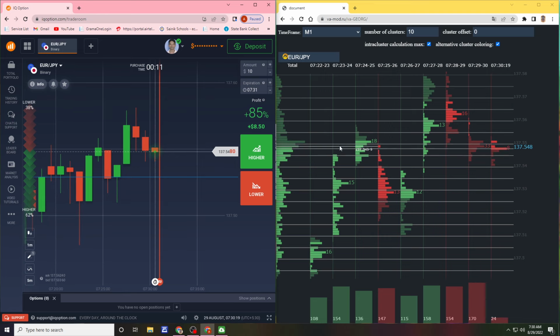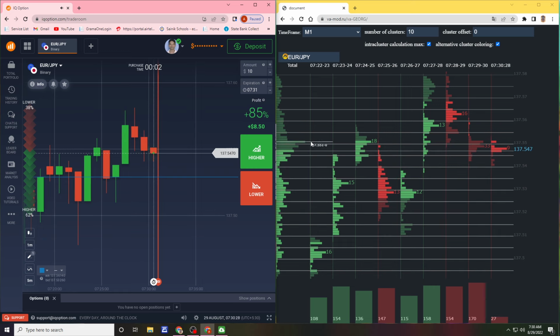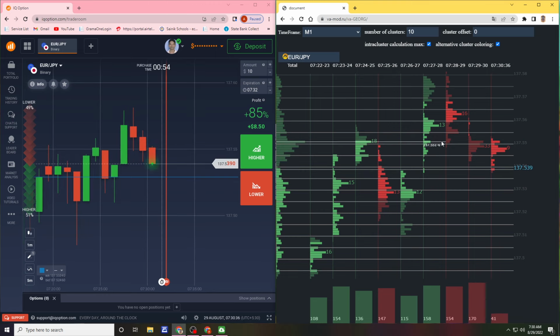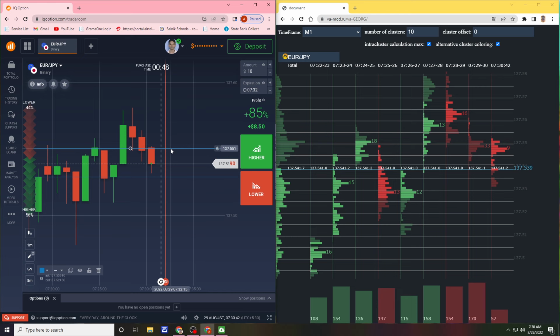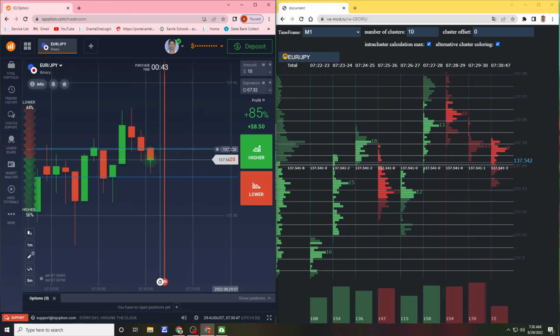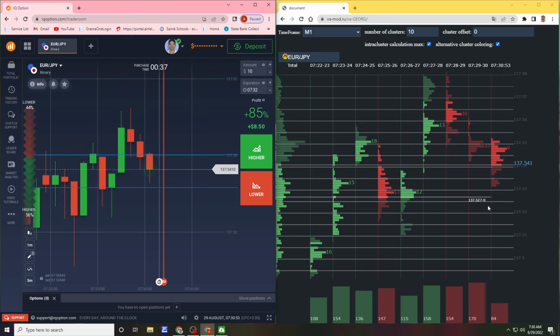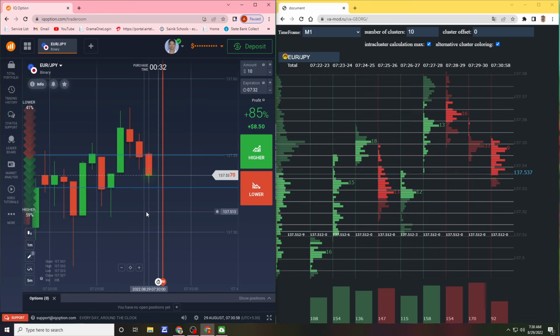You can see the market is also respecting this POC here. This is 137.51, and this is also a round number line, ending in zero. I will enter the trade with confirmation. You have to mark this POC point on your chart to trade.